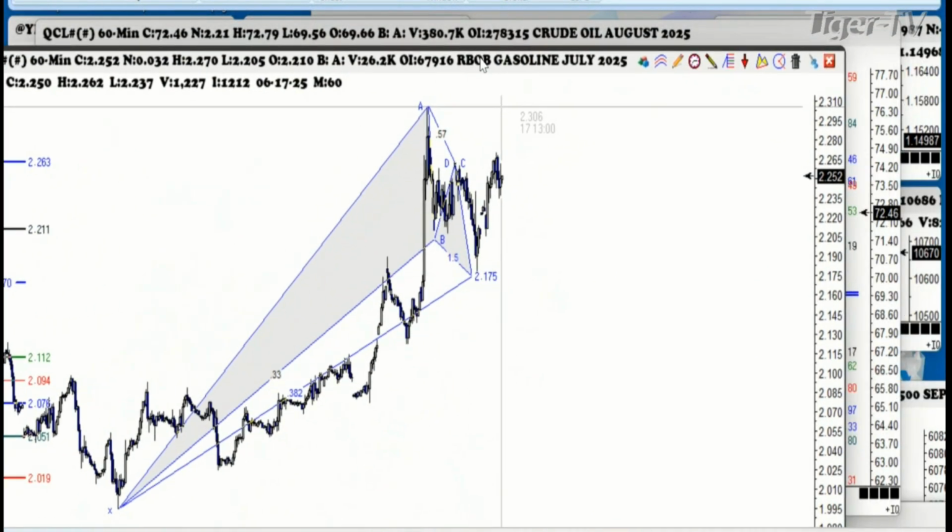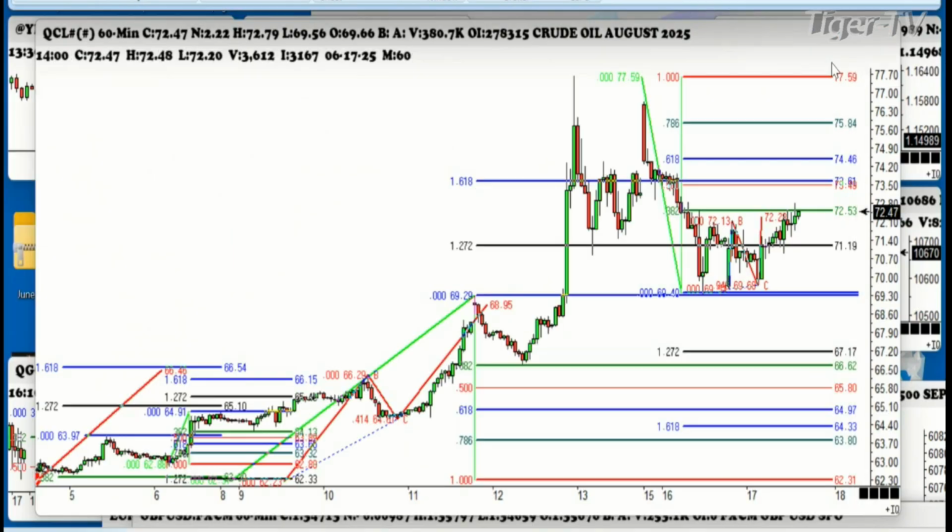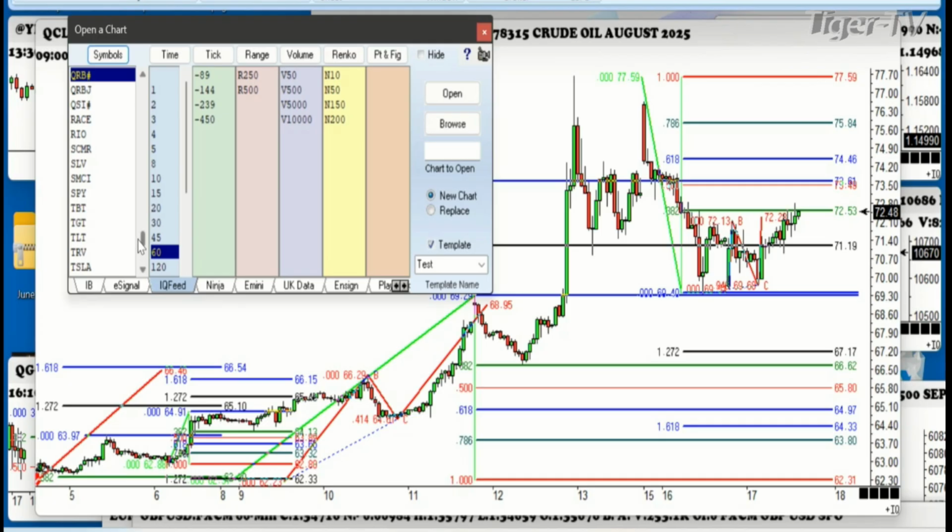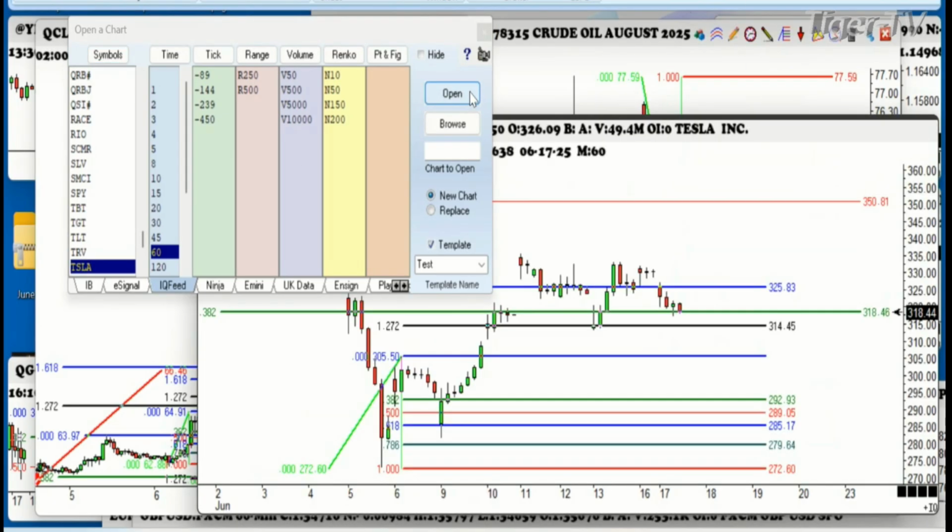Okay, now we get rid of RBOB, put that out of the way here. Someone's asked a question about Tesla, and I'll bring it up. I don't look at the stock very often, but it was in a downtrend. Let's see what we've got in it. Still in a downtrend. We'll be right back, folks.